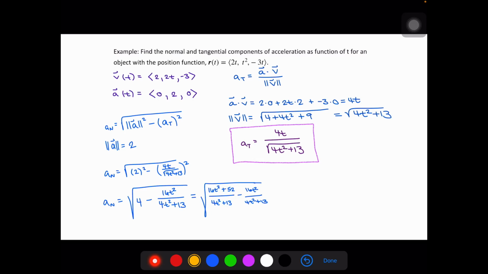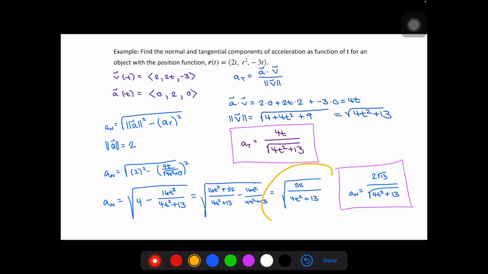I'm going to have to do a little bit of simplifying. So now I've got the square root of 4 minus 16t squared over 4t squared plus 13. And then I went ahead and found a common denominator. So I got a common denominator of 4t squared plus 13 by multiplying 4 by 4t squared plus 13, top and bottom. And then I'll do the subtraction. The 16t squareds cancel out, and I'm just left with the square root of 52 over 4t squared plus 13.